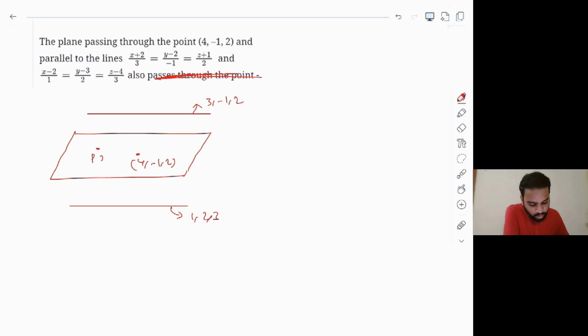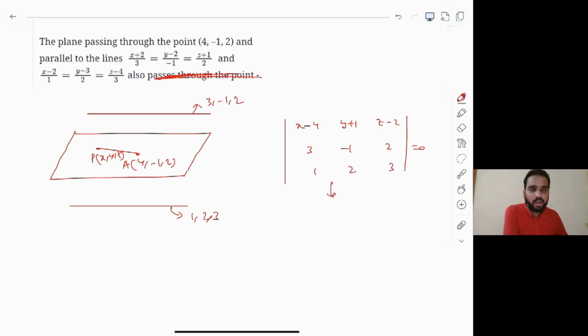You will assume the general point which is x comma y comma z, and then you will form this DR of this line AP here, and then apply the determinant equals 0. Okay, so the determinant of x minus 4, y plus 1, z minus 2, and the DRs of one line are 3, minus 1, 2 and 1, 2, 3. So if you expand the determinant directly you will get the plane equation.